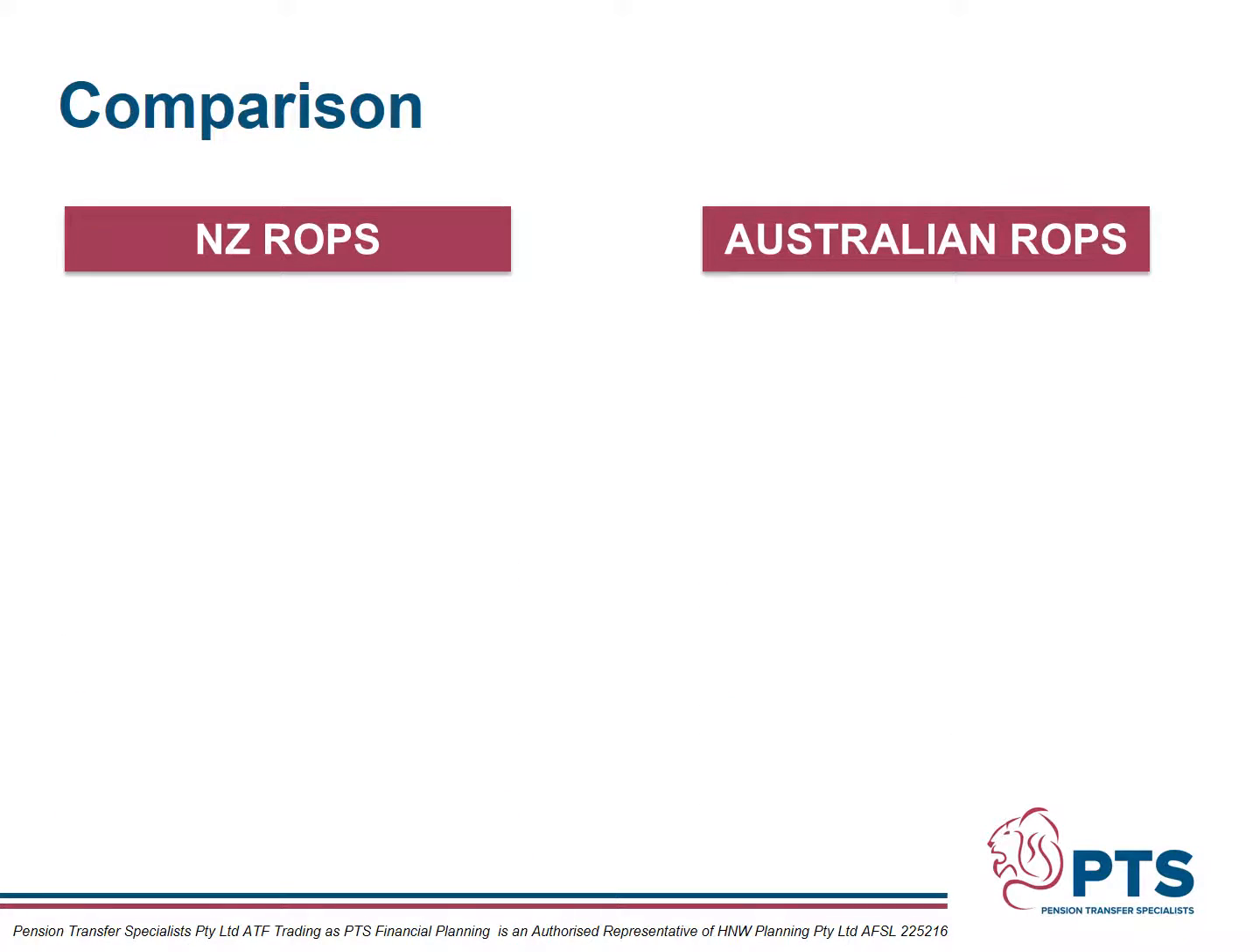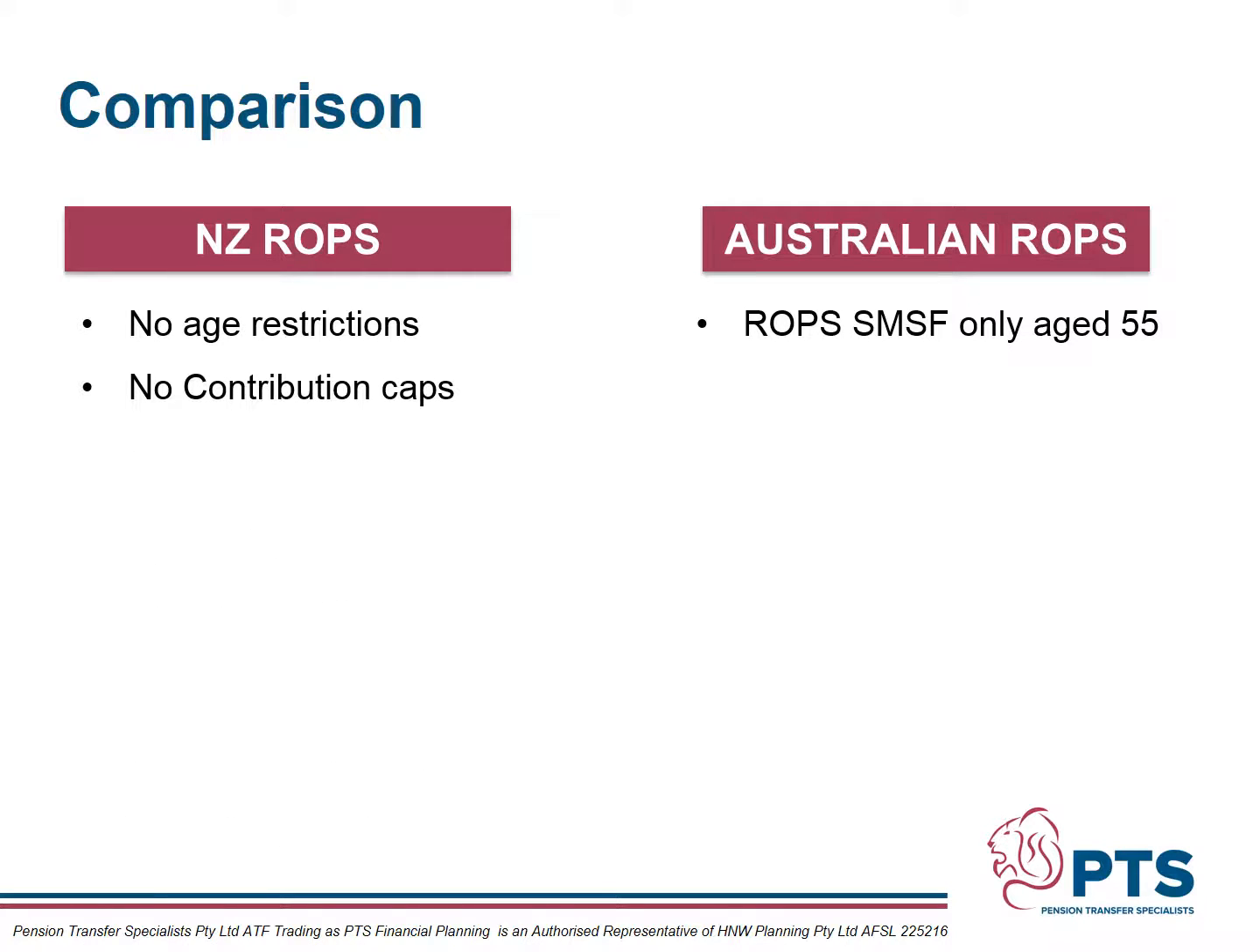Comparison of transferring to a New Zealand ROPS against transferring to an Australian self-managed super fund ROPS scheme. There are no age restrictions on transferring to New Zealand, but to be eligible to transfer to an Australian ROPS self-managed super fund, all members must be aged 55 and over. There are no contribution caps if you transfer to New Zealand. Within Australia, there are contribution caps that apply to any transfer.